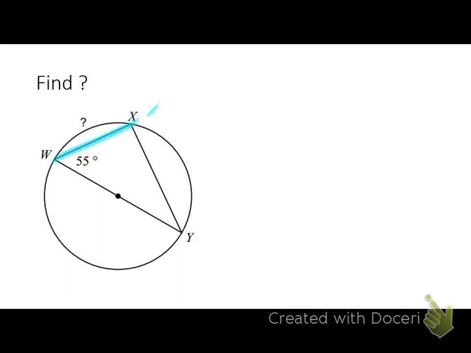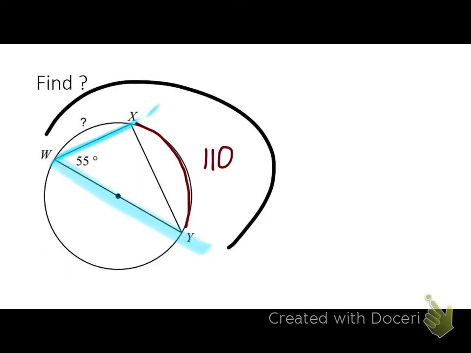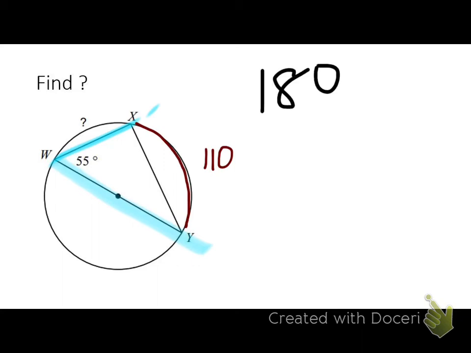Option 1, what kind of angle is 55? Inscribed. So then what's the measure of XY? Double that, so it'll be 110. This is the diameter, isn't it? So how many degrees is this whole part of the circle? 180. So subtract 110. That means the question mark is 70.